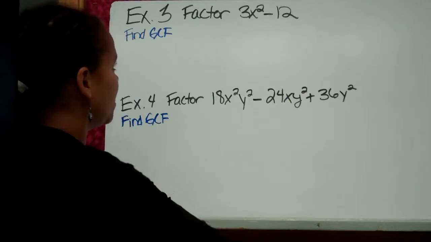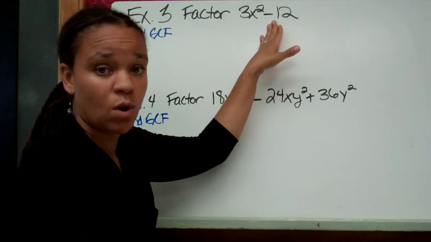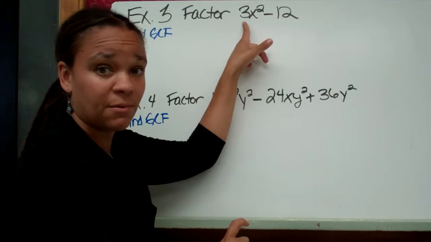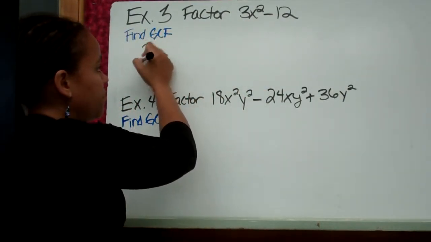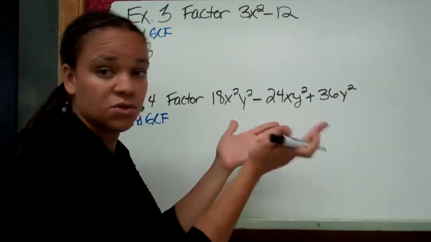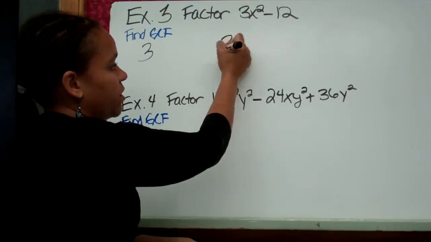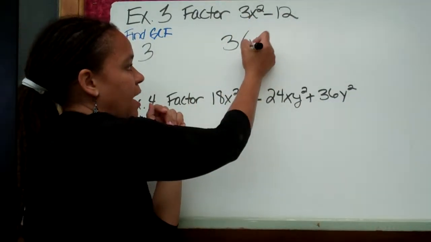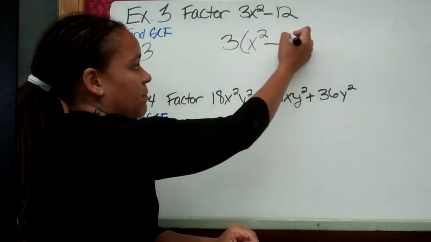All right, example 3 and example 4. Start with example 3. Factor 3x squared minus 12. Let's find the GCF. Looking at our coefficients, the greatest common factor of 3 and 12 has to be 3. So our GCF would be 3 as far as the coefficient. This has x squared, and that doesn't have an x or anything, so there's nothing else that these two have in common. So 3 is your GCF. We take a 3 on the outside, and what do you have to multiply 3 by to get back to 3x squared? That would be x squared. Minus, what do you have to multiply 3 by to get back to 12? Of course, that would be 4.